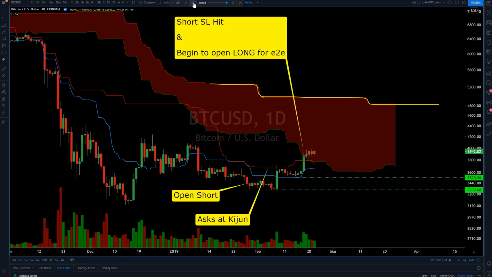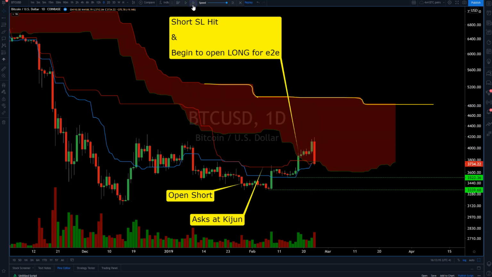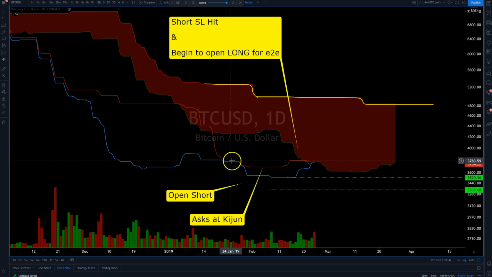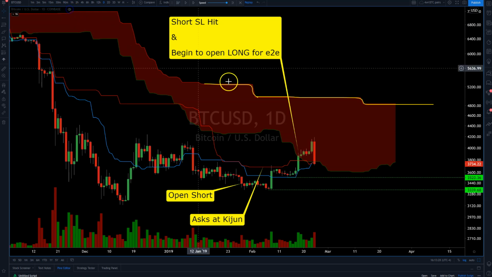We're not doing anything else. We're not adding to the position. We're not doing anything like that. All of a sudden, on this day or the next day, we get, arguably, a TK touch. It's not exactly a cross just yet, but you could consider it a cross, okay?